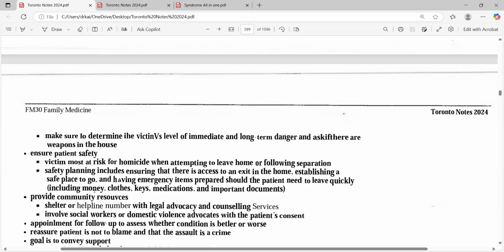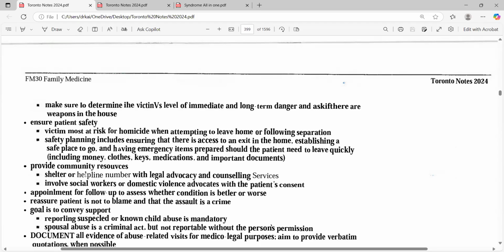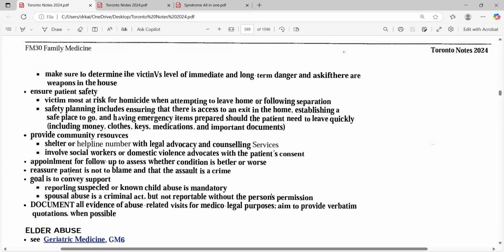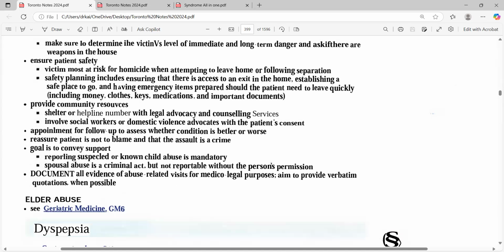It can be asked like the items that need to be prepared. Then provide community resources: shelter, helpline numbers, legal advocacy. If they leave the home, where will they go? Counseling services, social workers, and an appointment to follow up and reassure. Then suspected child abuse is very important. Spousal abuse is a criminal act, but we don't report it. We just tell them to document all the abuse, whatever is going on so far.